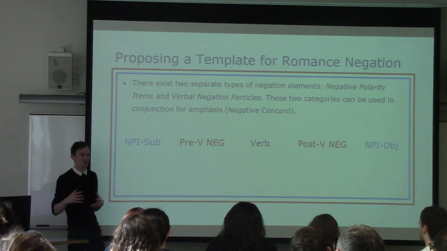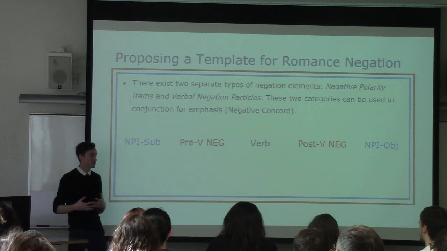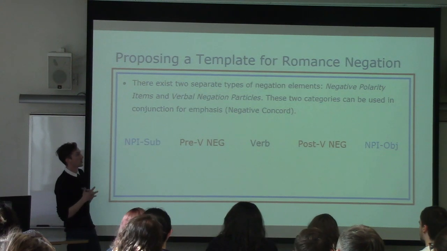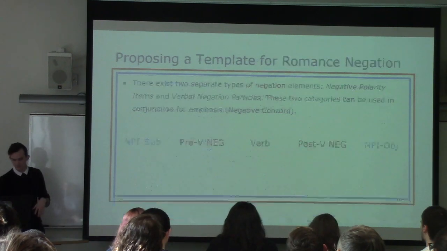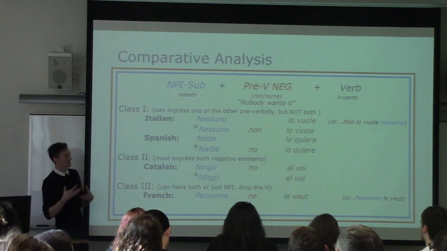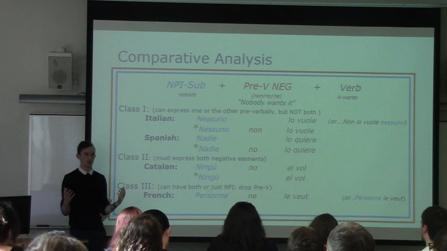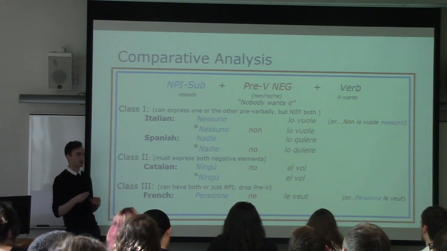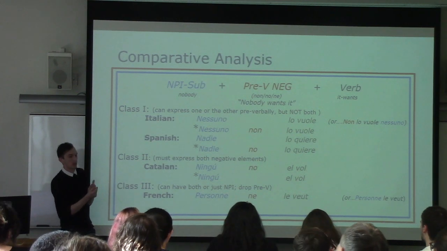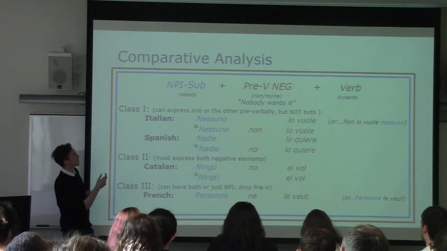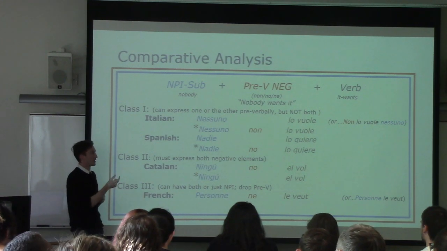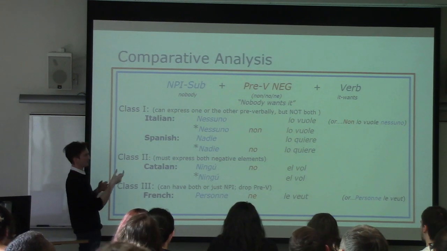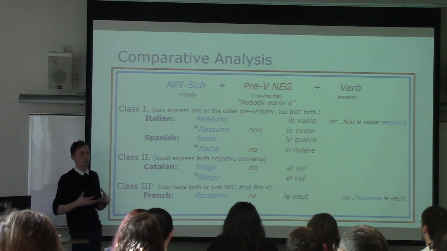This template constrains the possible expressions or configurations of negation with these two negation elements in concord in the Romance languages. Here, because I'm interested in the scope of negation in Romance languages and not just verbal negation, I was interested in putting these two categories in concord with each other. So initially, I was interested in a negative polarity item in subject position and a pre-verbal negation marker. In this example, the base phrase is nobody wants it.